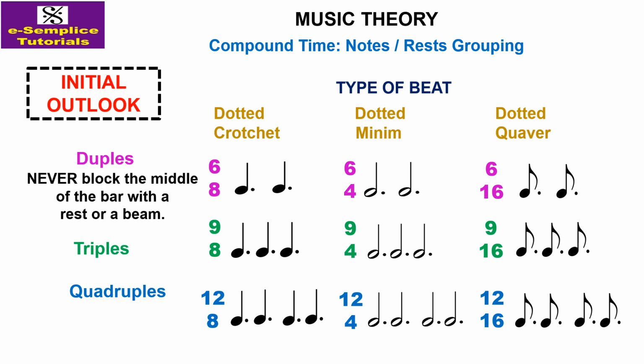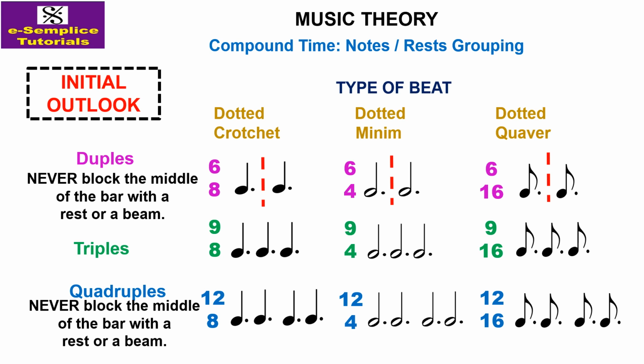Please take note for the duples. Never block the middle of the bar with a rest or beam. Now let's look at 6/8. That's the middle of the bar. Ensure nothing blocks it. Not a rest, not a beam. For 6/4, it has a middle too. 6/16, same thing.